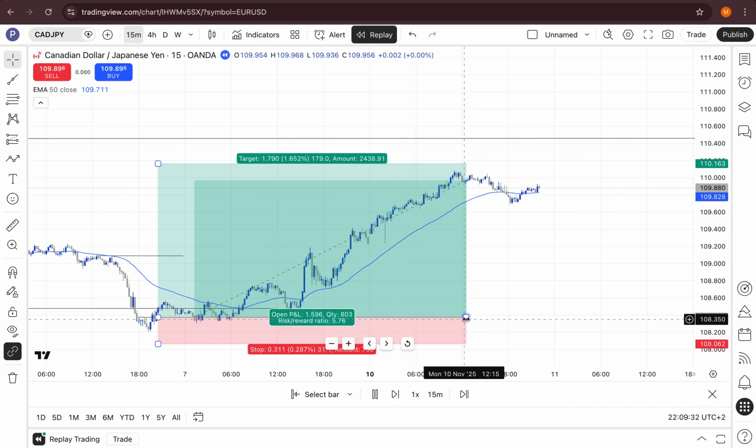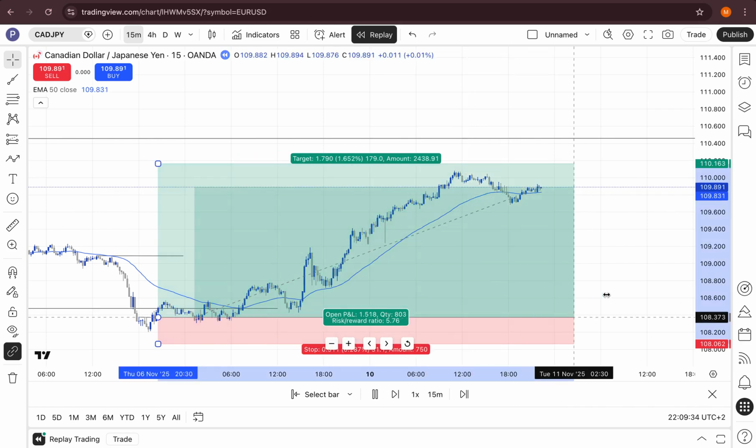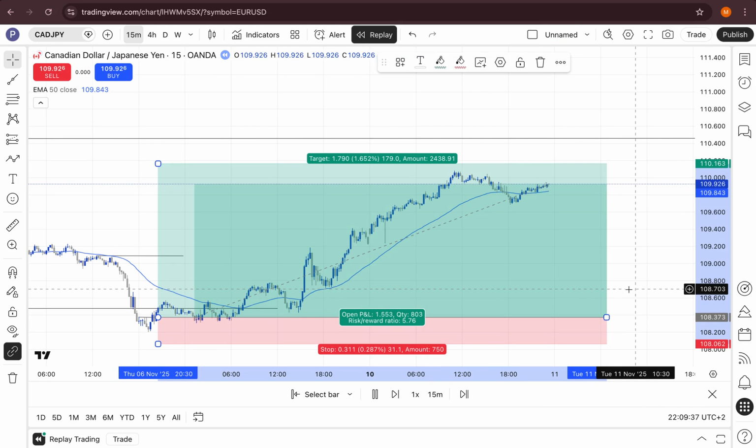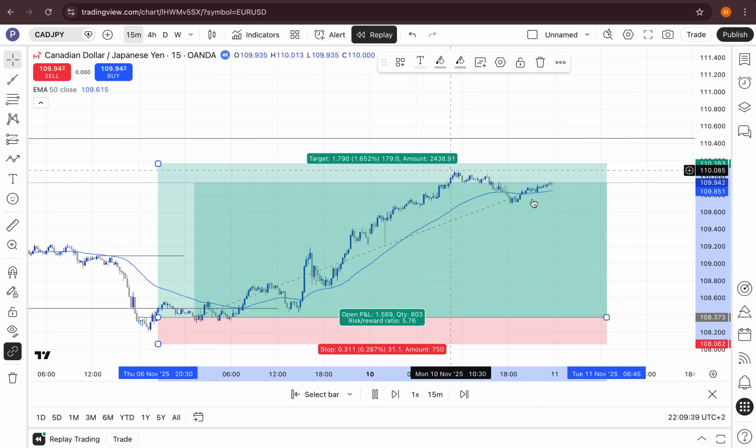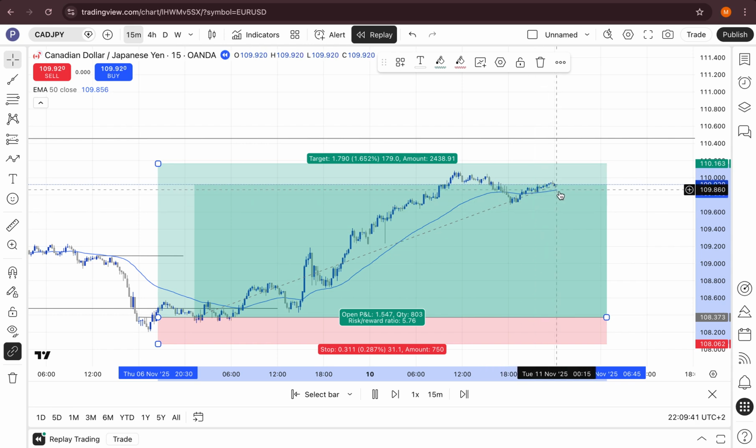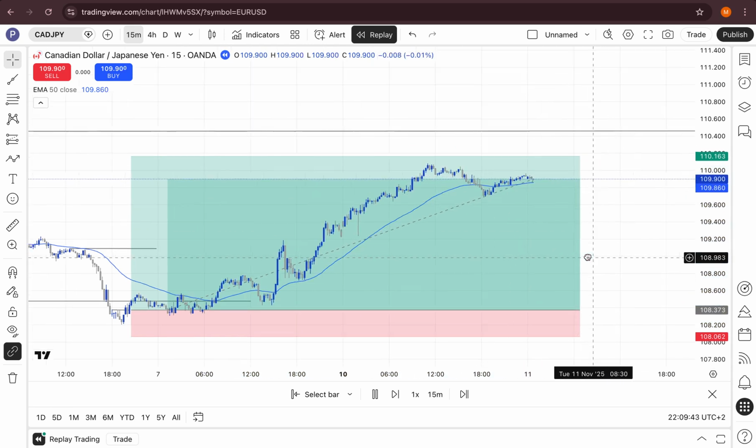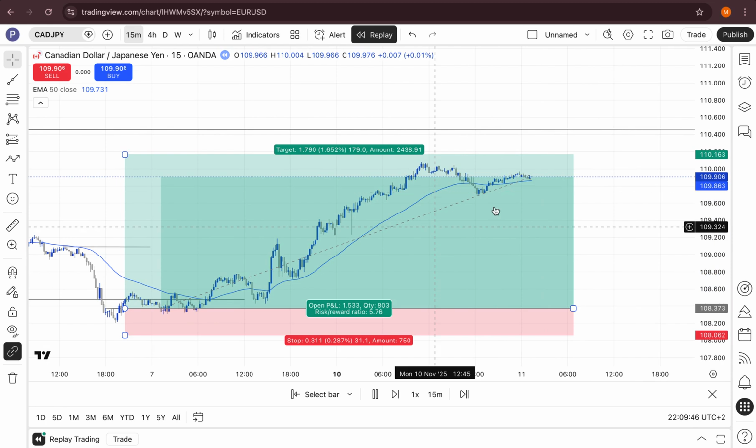So like I said, you need to have strong emotions because that's trading, right? Trading does that. So look, almost on our TP, and then it did this pullback, which is actually nice, right? But we are almost there on our TP.